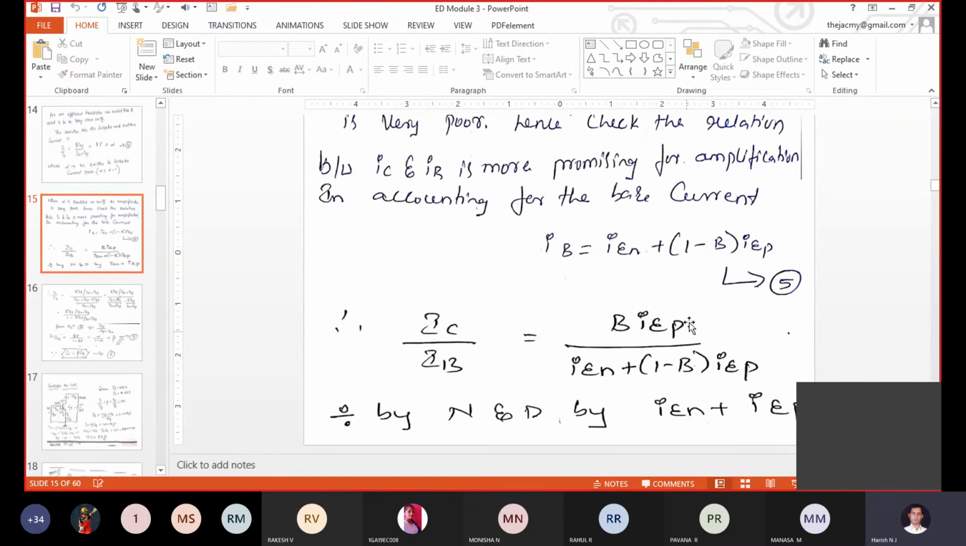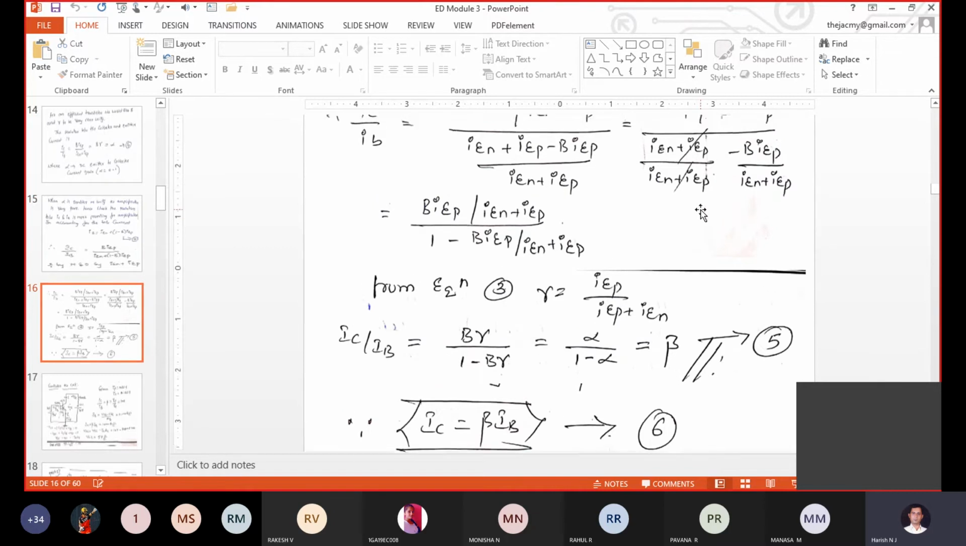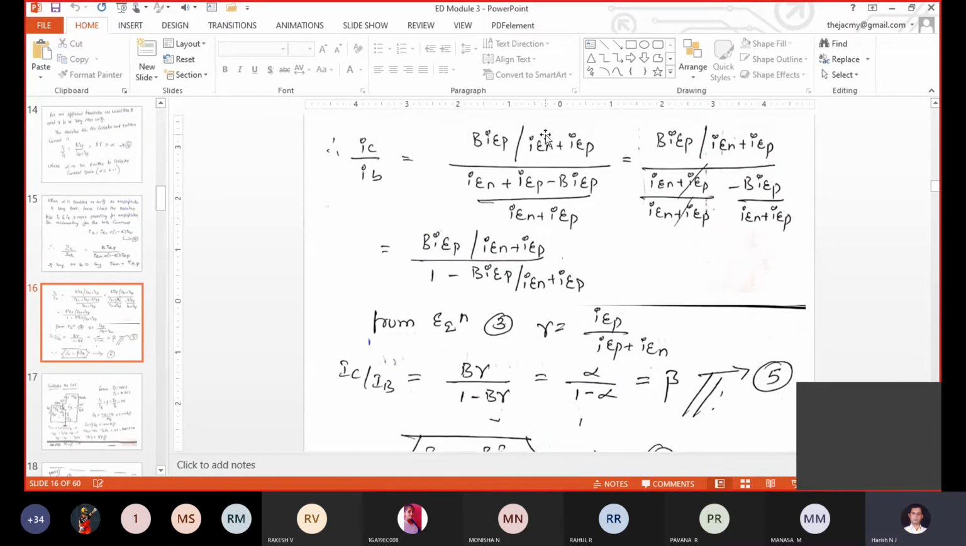Now, just for simplification, to get the B value, I am going to divide both the numerator and the denominator by IE. What is the IE value? IEN plus IEP. If you divide both numerator and denominator by IE, your equation will be like this. The numerator had B times IEP, and I have divided it too. The denominator was the IB value, and I have divided that too. Divisible by what? Which parameter? The IE value. IE is equal to IEN plus IEP.